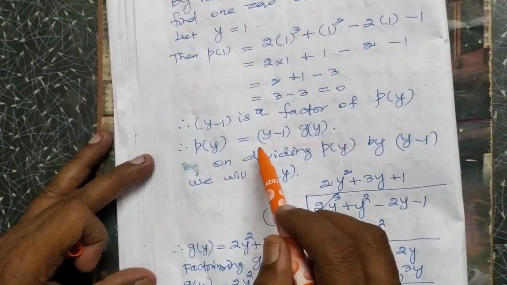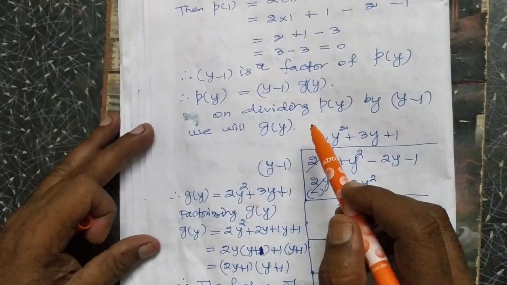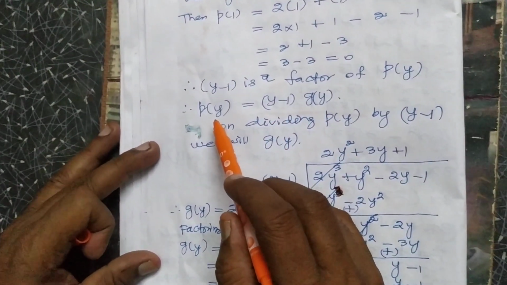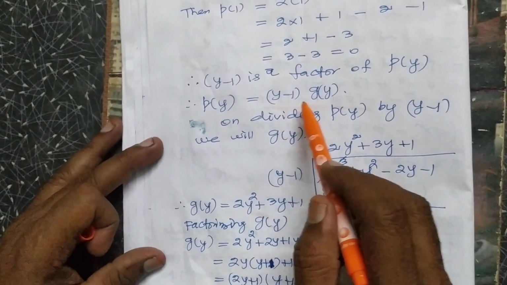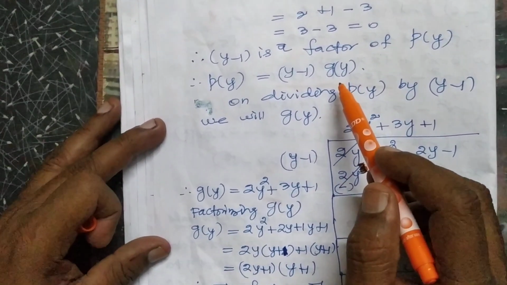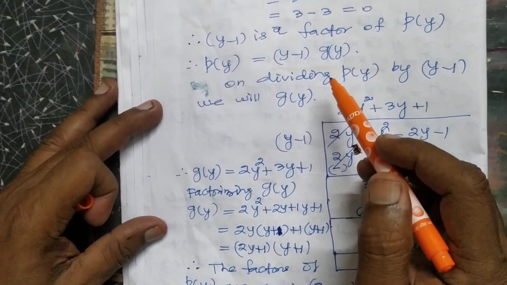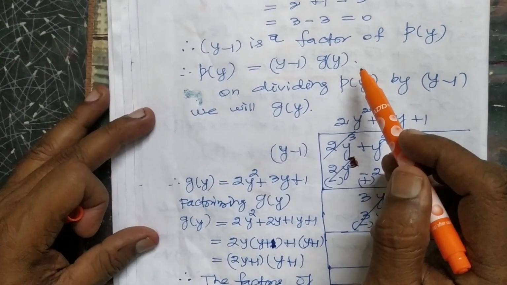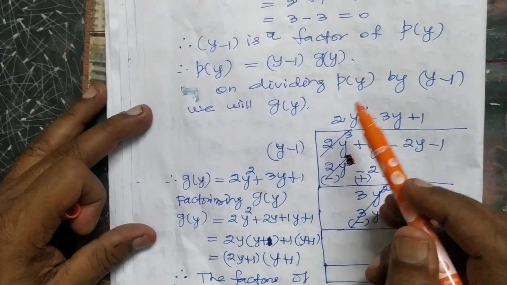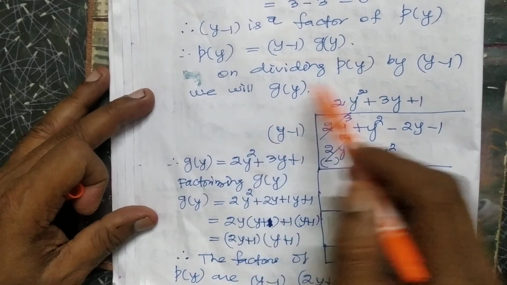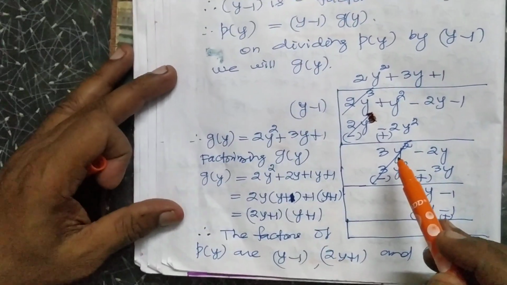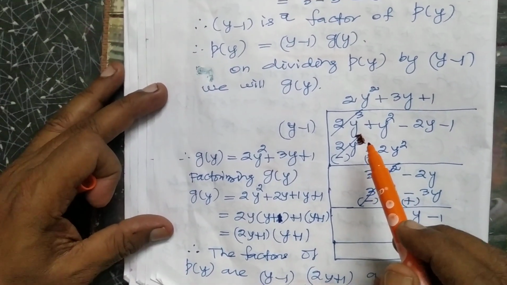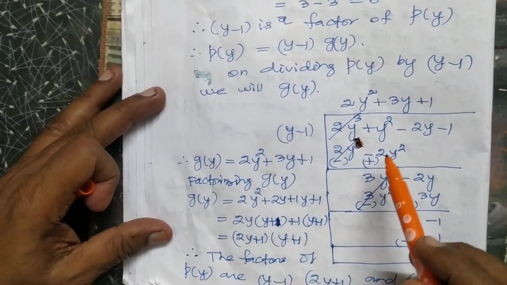Therefore, p of y will have 3 factors, and one factor you found out. Now, p of y equal to y minus 1 into g of y. Already we have studied dividend equal to divisor into quotient plus remainder. In this case, the remainder will be 0, exactly divisible. Therefore, by the long division method we learned in the previous class, we now have to divide p of y by y minus 1.